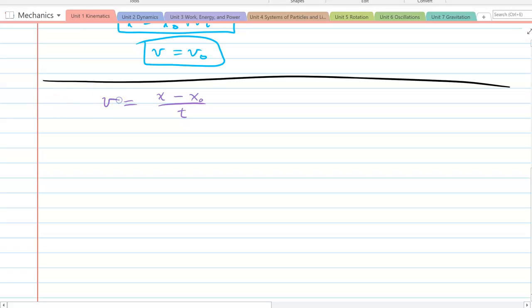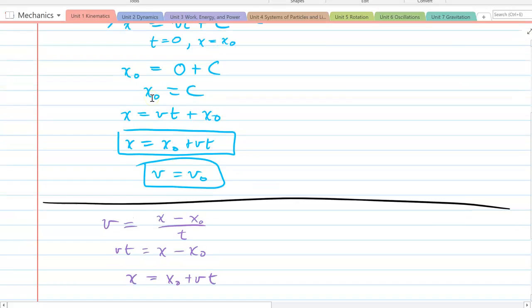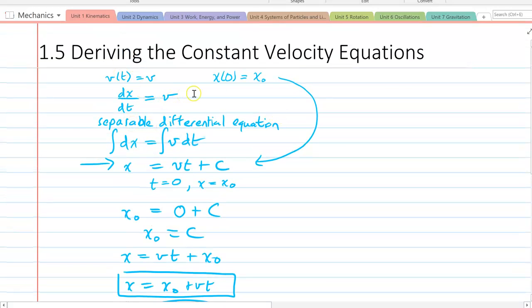So let me move this right here. The next step is easy. Solve for x, not x naught. To do that, we just multiply by t on both sides, and then we get vt is equal to x minus x naught. In other words, x equals x naught plus vt. Not a difficult derivation algebra-wise, but we had to assume this first. In the calculus approach we didn't have to assume it; we just had to use something really fundamental about it.